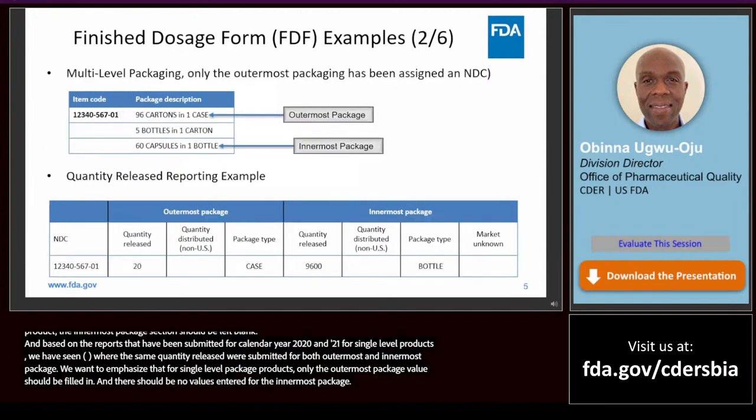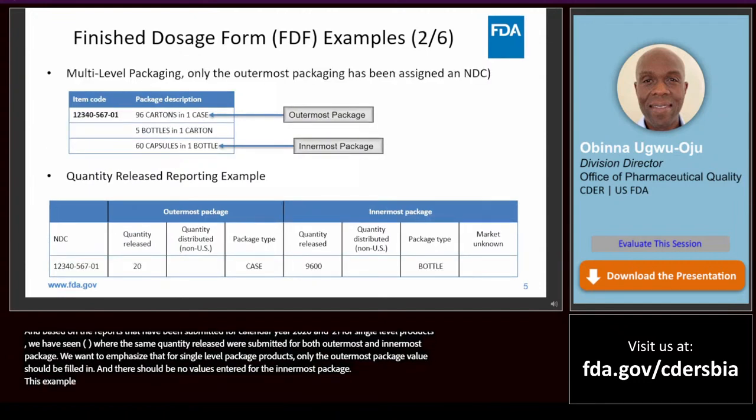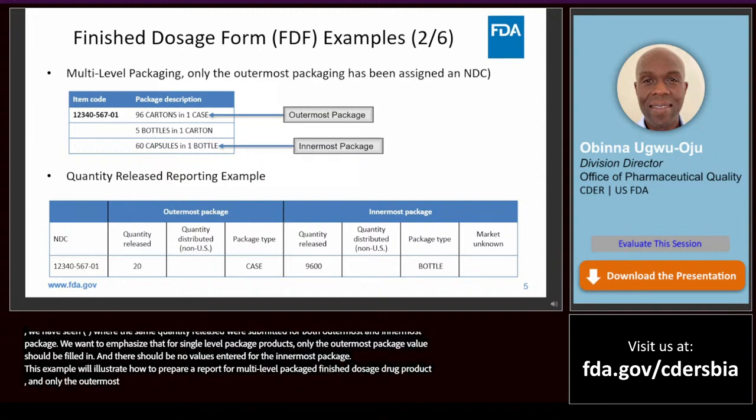This second example will illustrate how to prepare a report for multi-level packaged finished dosage form drug product, and only the outermost packaging has been assigned an NDC.